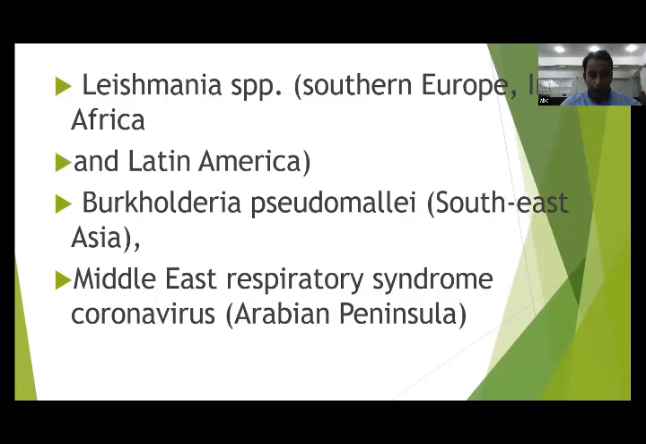In southern Europe, leishmaniasis species are very common. And there are many types of leishmaniasis. Visceral leishmaniasis, where the patient has visceral manifestations, and cutaneous leishmaniasis, which is common in some parts of America. Leishmaniasis is very common there.